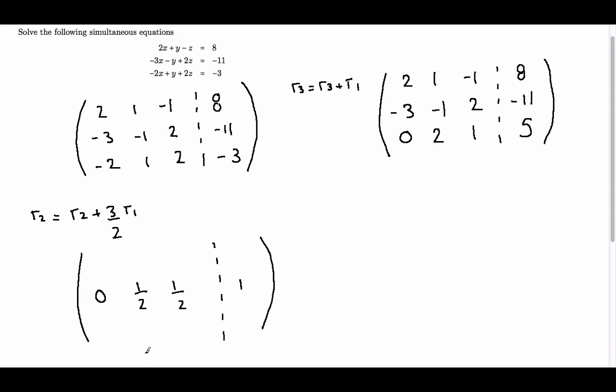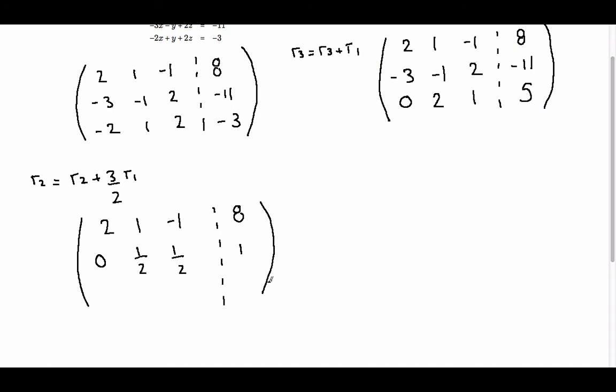Now my top and bottom rows stay exactly the same, so I still have a 2, a 1, a minus 1, and an 8. And on the bottom I still have 0, 2, 1, and 5.